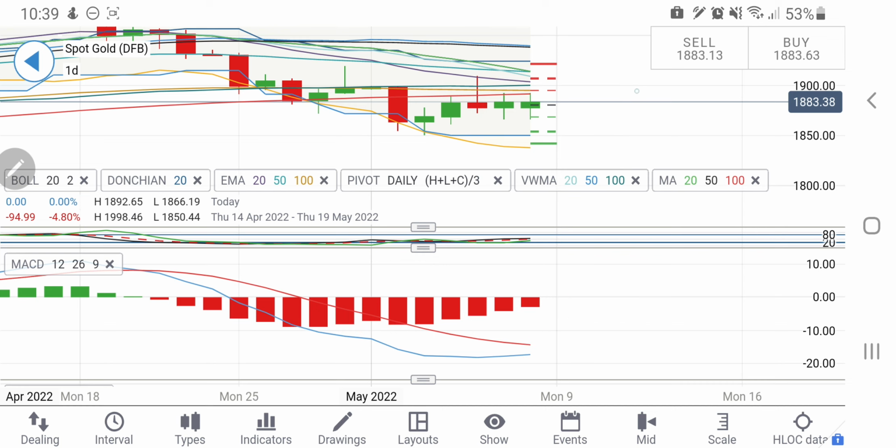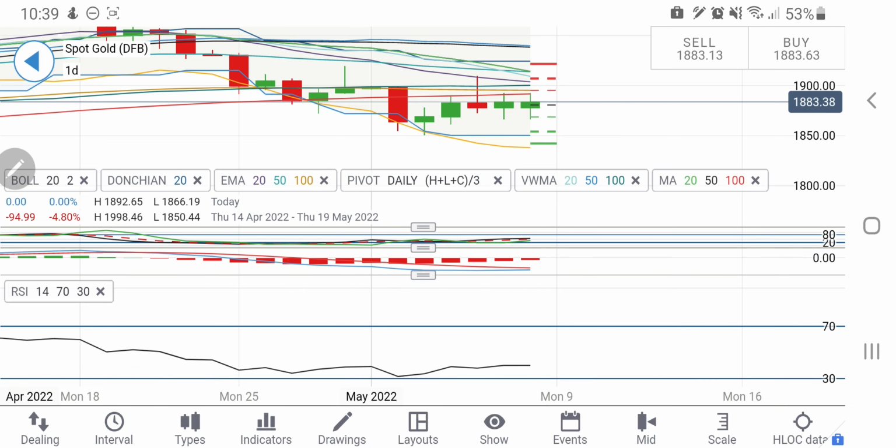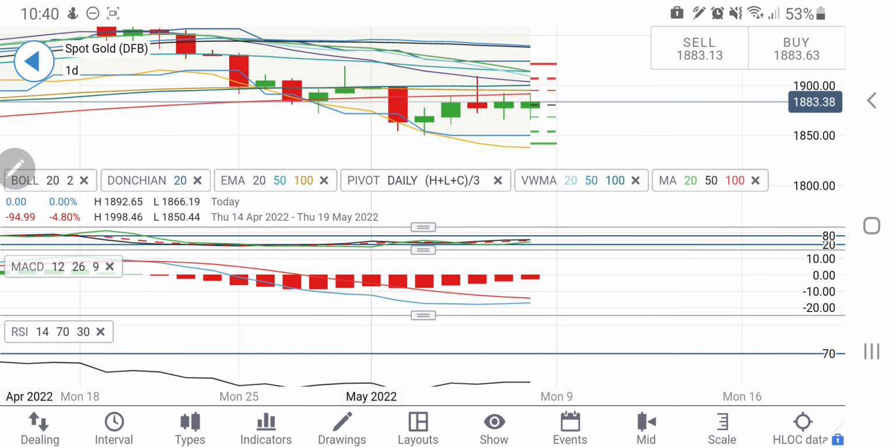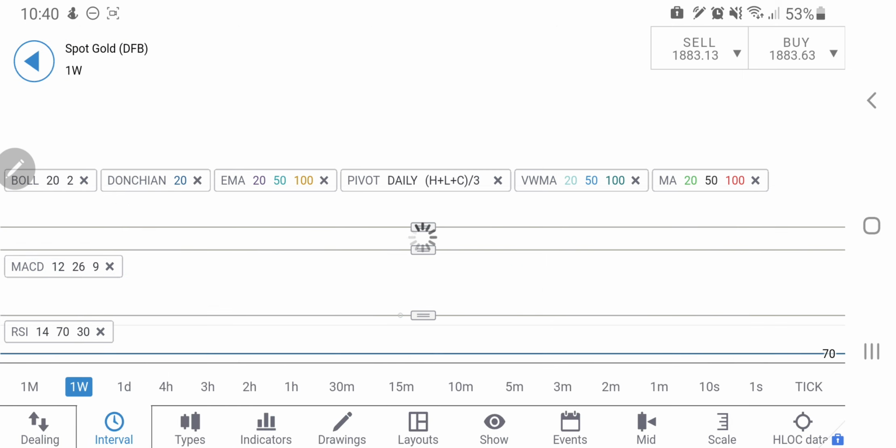Then we may see it hitting the 1960-70 zone again in the month of May itself. So I'll be cautious there. At the same time, till the time it trades below 1878, we can remain short. That is what can also be the expectation here. Now this is just on the daily charts. RSI is near the bottom.